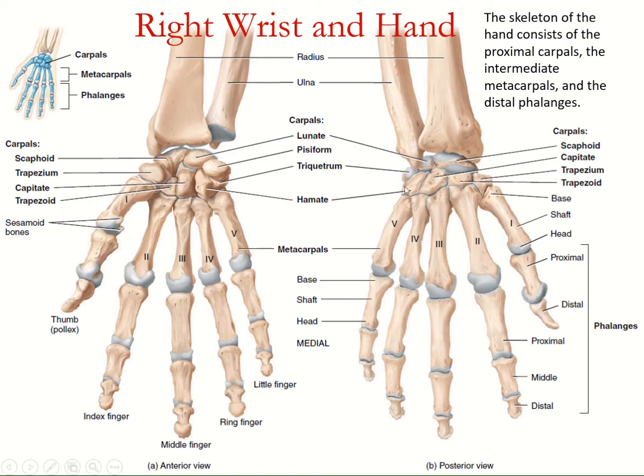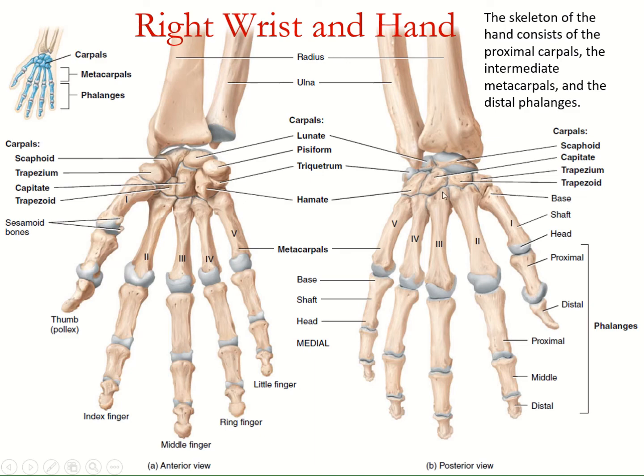So what are the carpals? Scaphoid, lunate, triquetrum, pisiform, trapezium, trapezoid, hamate, and your capitate. So 8 all in all.